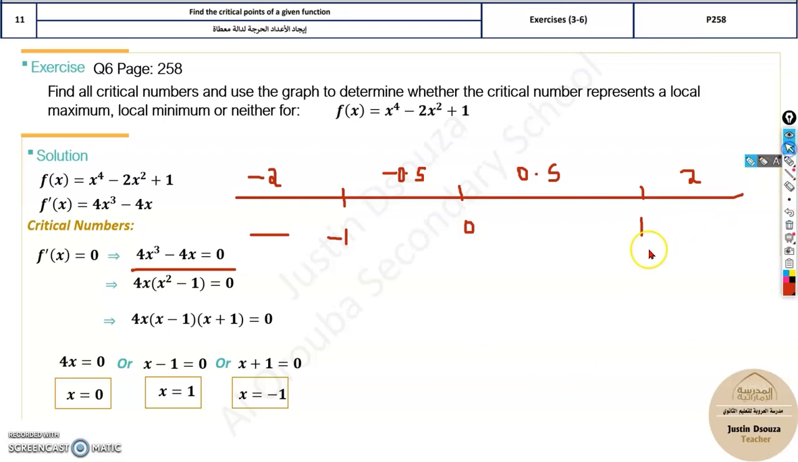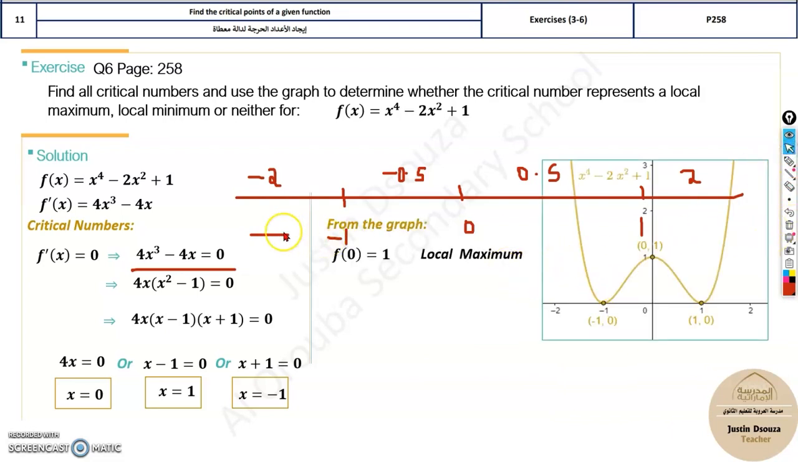Now over here, if you see the graph, it's negative. That means it is decreasing, and until minus 1 the graph is decreasing. Now if you put minus 0.5 and solve, the value will be plus because it's increasing until 0. And then again it will be minus and then it will be plus. And that is how we can find the graph.